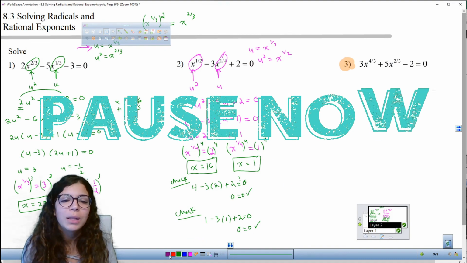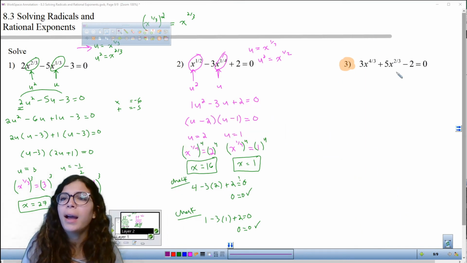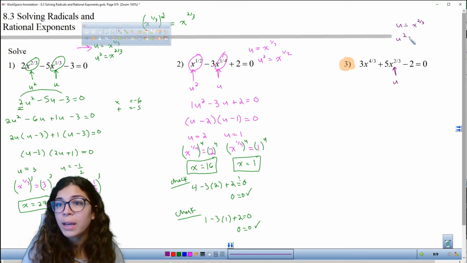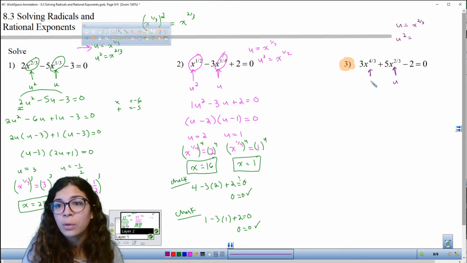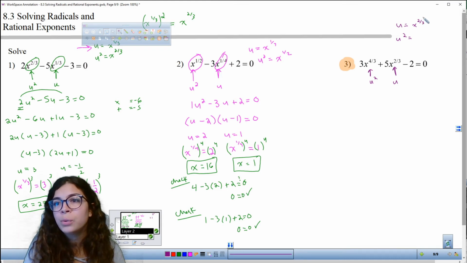Okay, so let's go ahead and take a look at number 3. Now with number 3, we do have a u that's going to be x to the power of 2/3, okay? And I always like to verify this by squaring that and making sure that it'll equal this one, right? Because this is supposed to be u squared. So let's see. If I square this, it would be x to the power of 2/3 times 2, which would be x to the power of 4/3. So yes, that checks out.